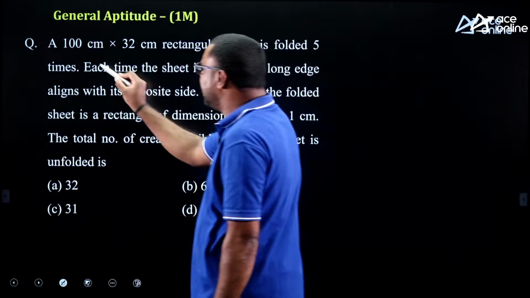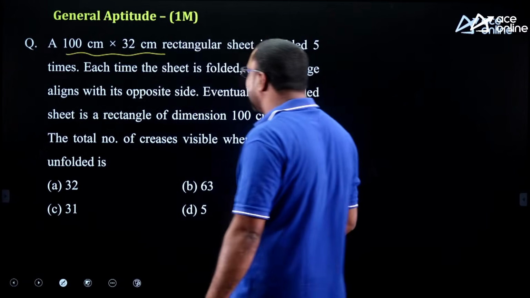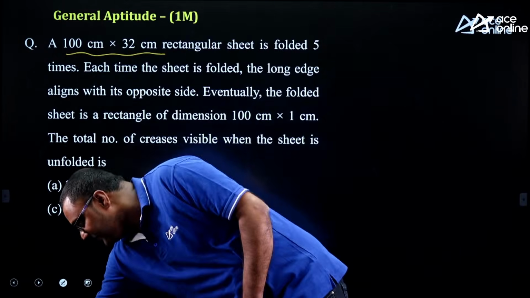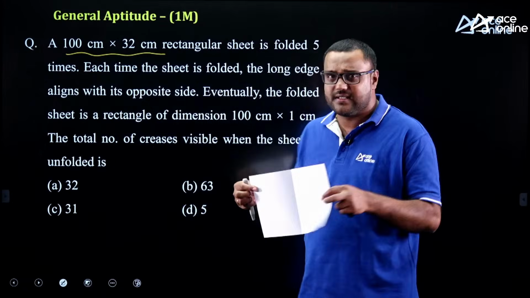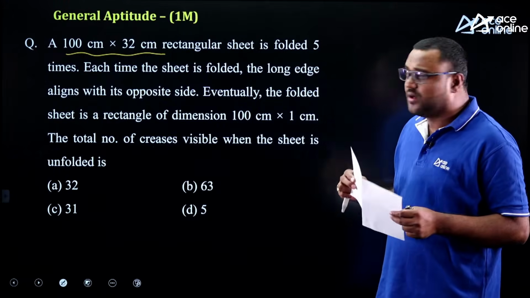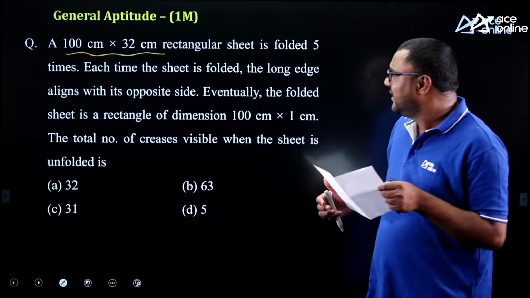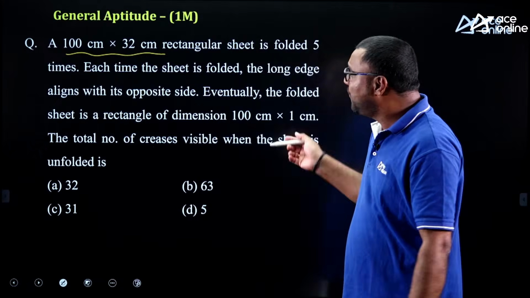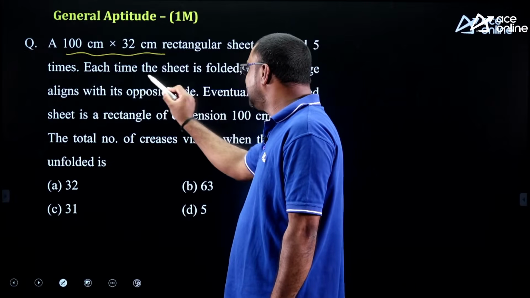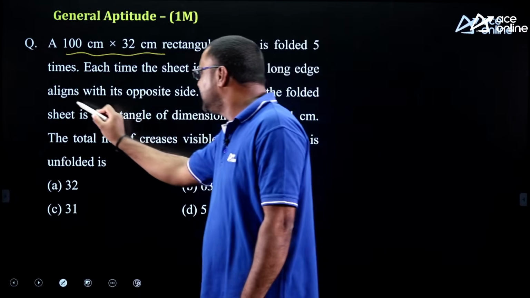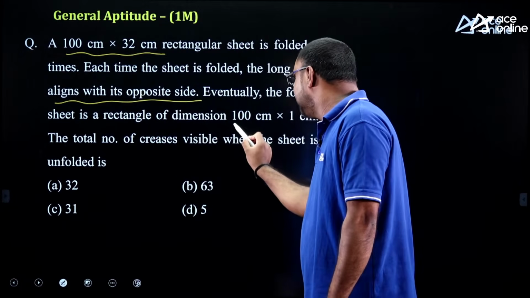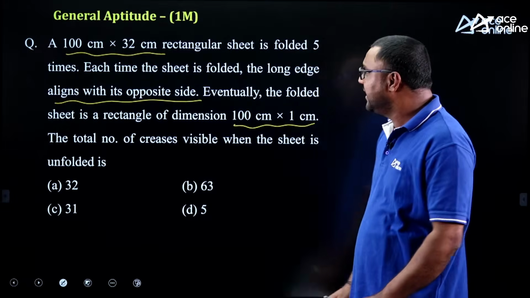A 10 centimeter by 32 centimeter rectangular sheet. So let's take a rectangular sheet here, let's consider this is a 10 centimeters by 32 centimeters rectangular sheet, where length is more, breadth is less. It is folded 5 times. Each time it is folded, the long edge aligns with its opposite side. And finally, the rectangular dimension should be 10 centimeter by 1 centimeter.